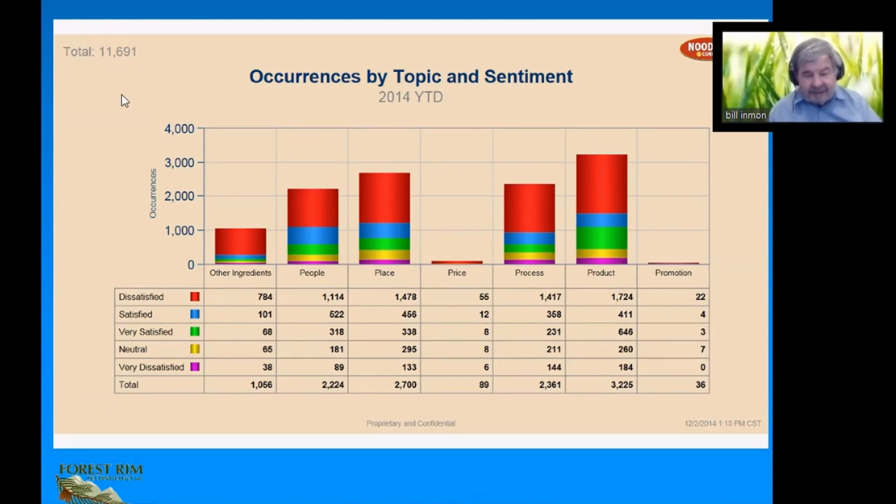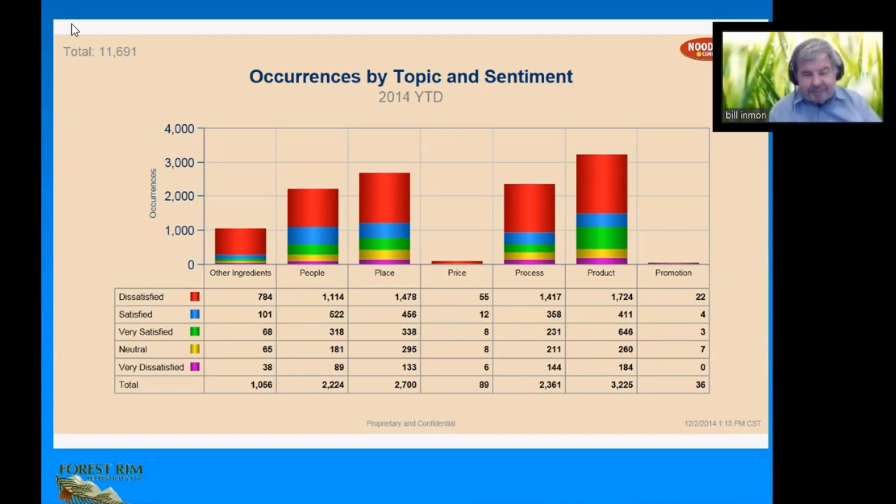And then we went in and identified the comments by how happy or sad people were to be there. And we see that things that are in red are dissatisfied. Things that are in green are very satisfied, etc., and so forth. So this is the graph that we created from the comments that people were making about the restaurant.